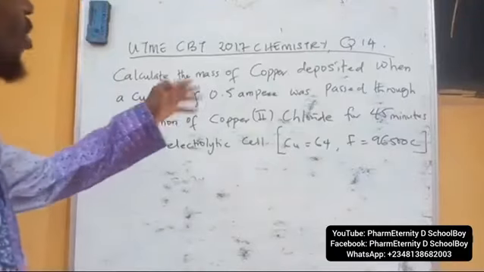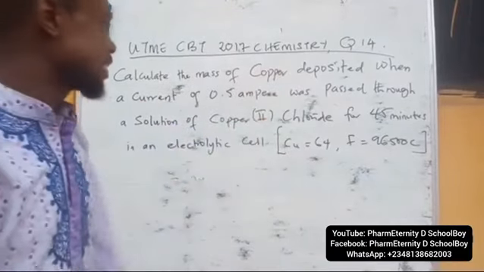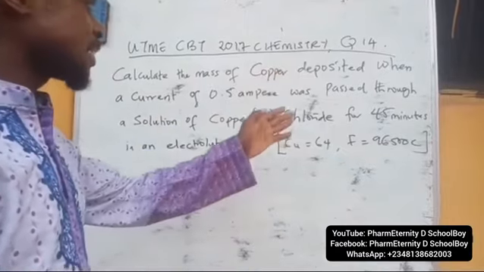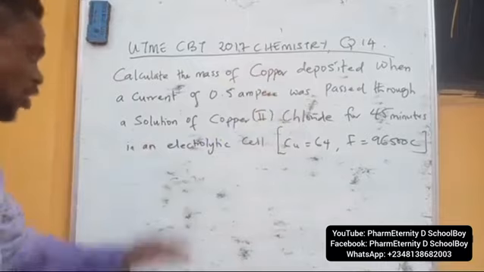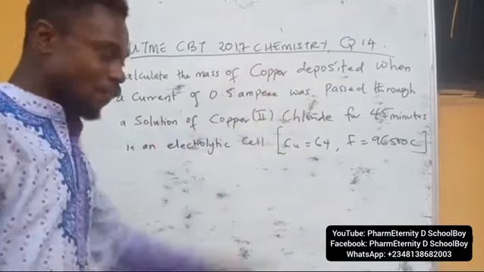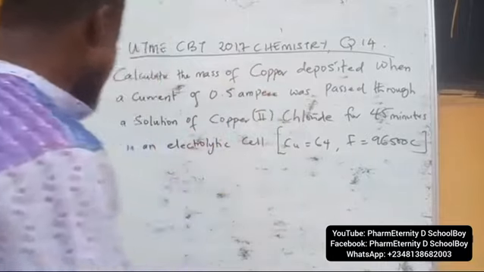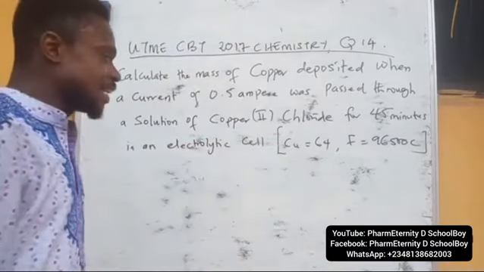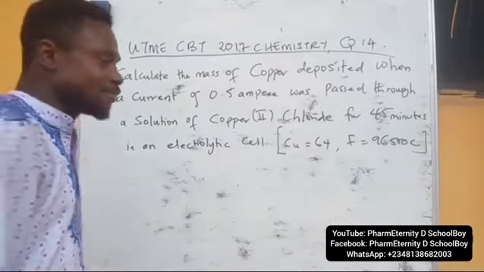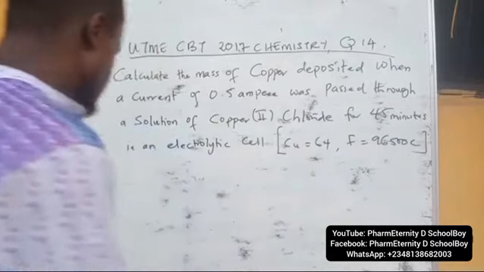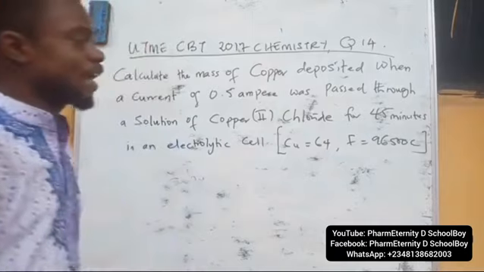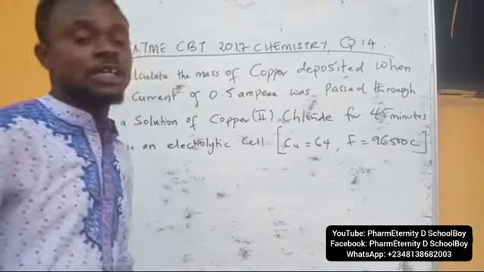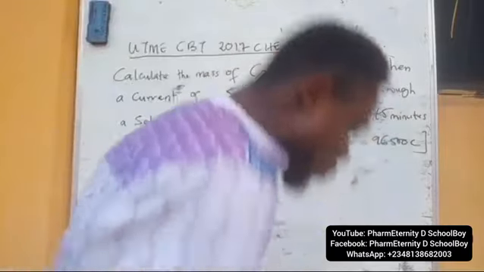Calculate the mass of copper deposited when a current of 0.5 ampere was passed through a solution of copper(II) chloride for 45 minutes in an electrolytic cell. We have that Cu, the copper here, is 64, while the Faraday, 1 Faraday, is 96,500 coulomb.